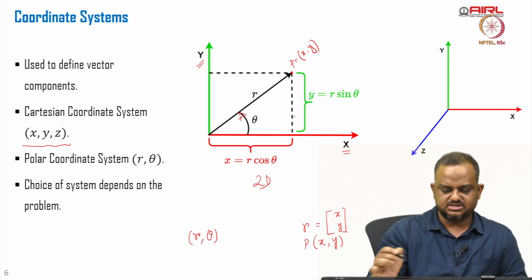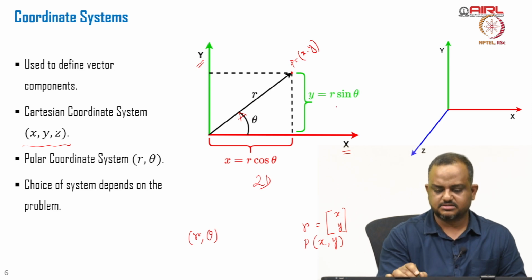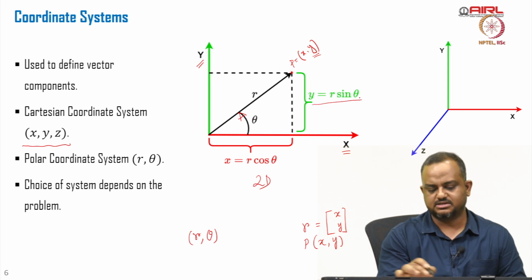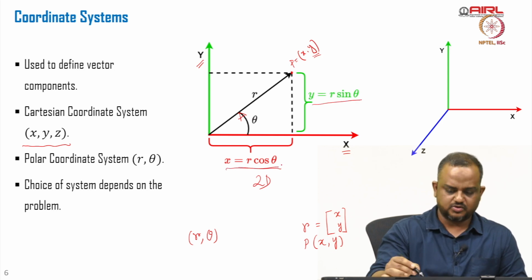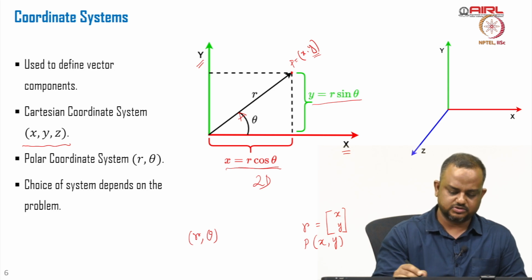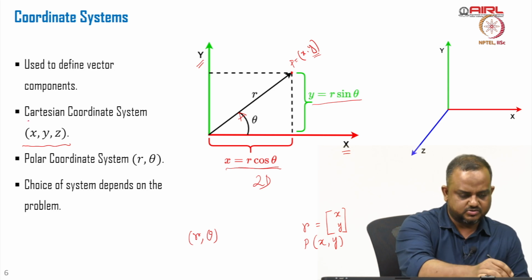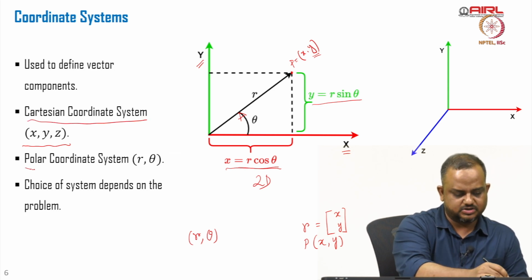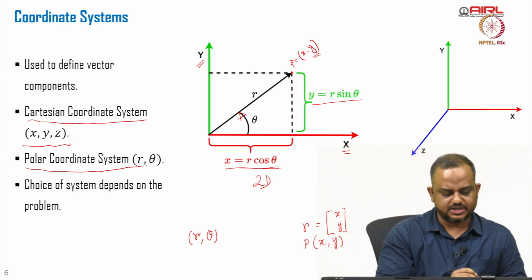Now if you see here, the y coordinate of the point P can be represented as r sin theta and the x coordinate can be represented as r cos theta. So in the same figure we are showing both the Cartesian coordinate system and the polar coordinate system. The choice of the system depends on the problem.